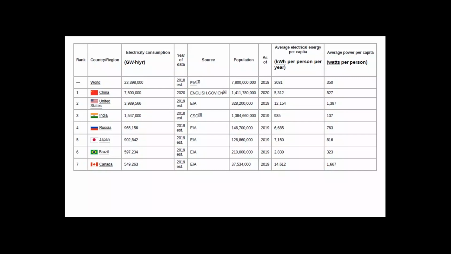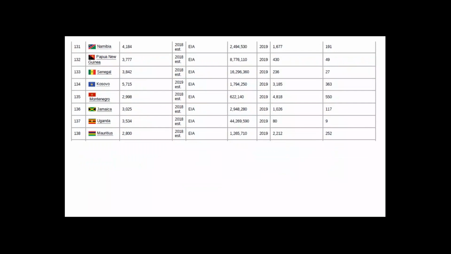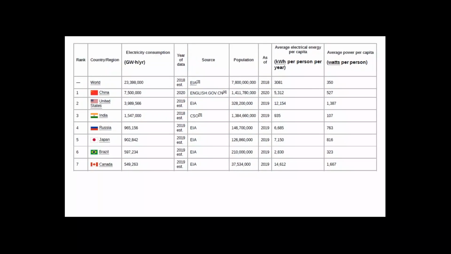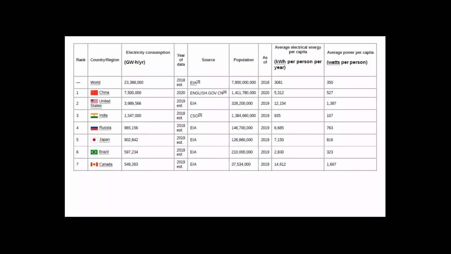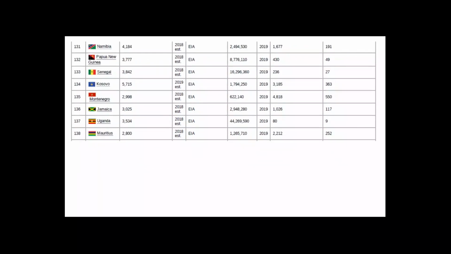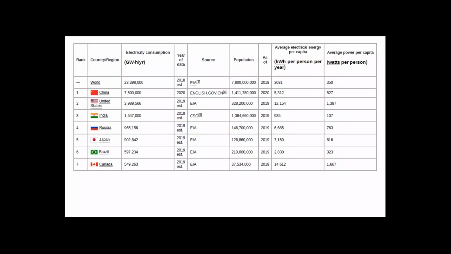And this is because electricity is very cheap in Canada. And that's because it has a lot of hydroelectric power. So considering a country such as Jamaica, we have a consumption of 3,025 gigawatt hours per year, or 177 watt hours per person. So Jamaica, in fact, uses more electricity per person than, say, India, which is 107.